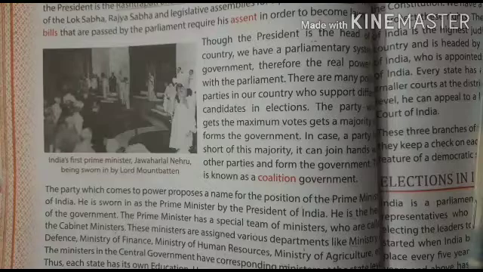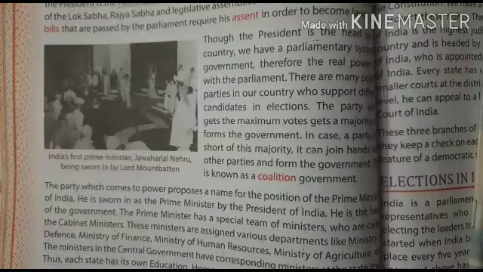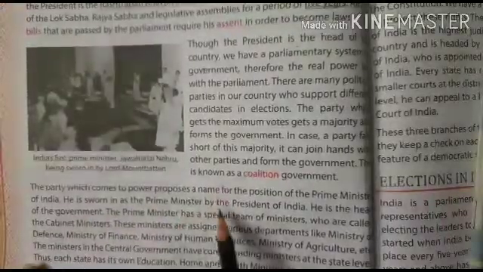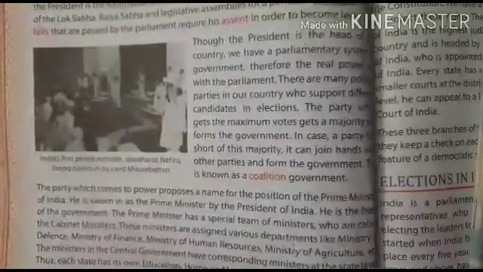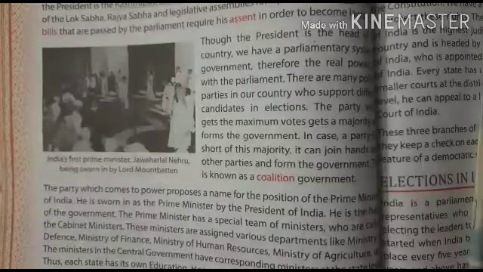Who got the number of votes? The Bharatiya Janata Party got the number of votes. So who will deserve the power? The Bharatiya Janata Party deserves all the power in their hand. So what they can do is suggest a name for the position of the prime minister. He is sworn in as the Prime Minister by the President of India. He is the head of the government, and that Prime Minister will become the head of the government.